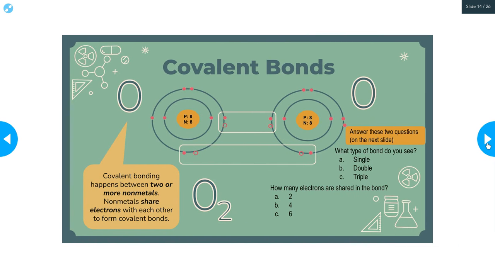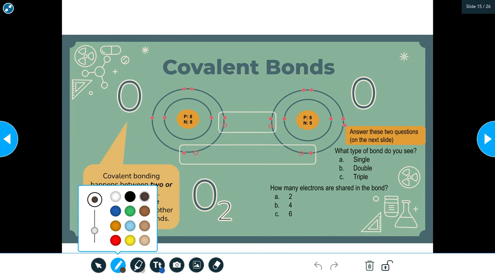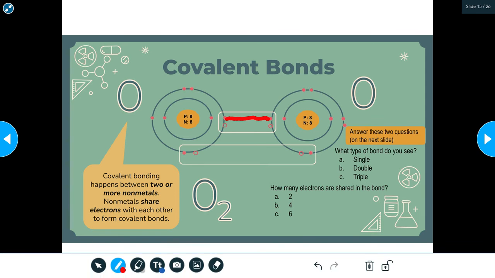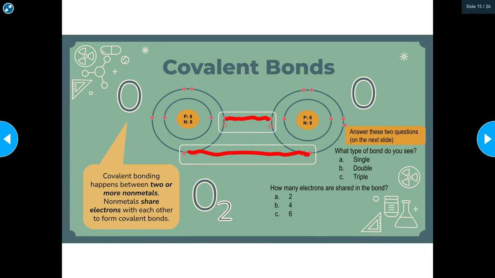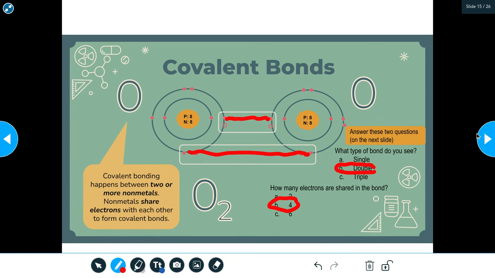In the covalent bonding, you've got sharing of electrons in covalent. So you got to go on to the next slide to be able to draw and get your tools. O shares these 2 and these 2 electrons. So you have a double bond and 4 shared electrons.